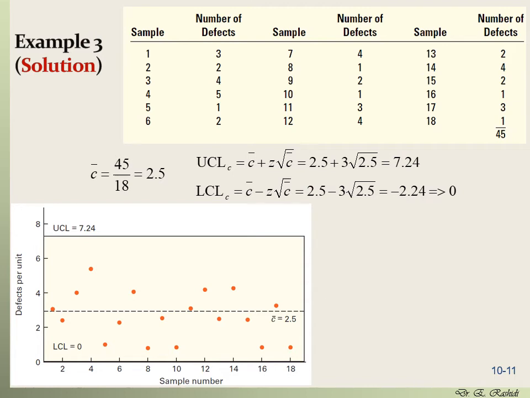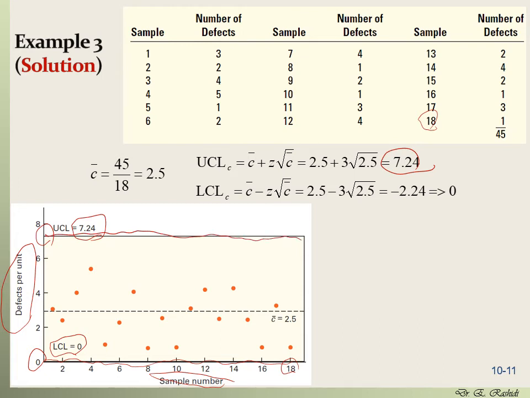We can now plot this control chart. As you see, the lower limit is 0. We round it up to 0. So this would be exactly the x-axis here, and the x-axis is the sample number, sample 1, 2, 3 up to the last sample, which is 18. And on the y-axis, we have the defects per unit. So for the control limit, the lower limit would be 0, and the upper limit here is 7.24. So this is the upper control limit.